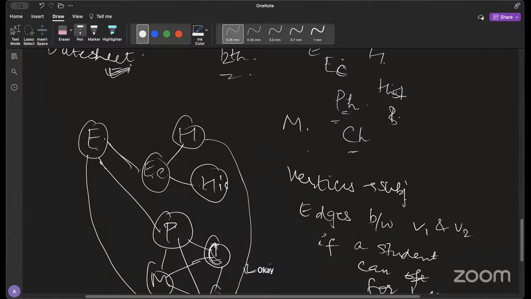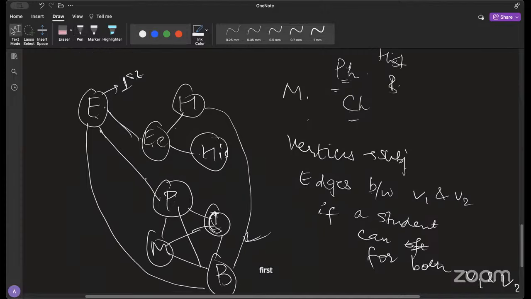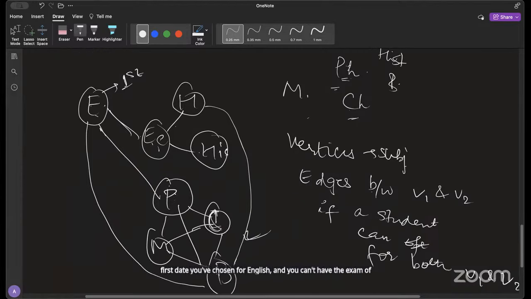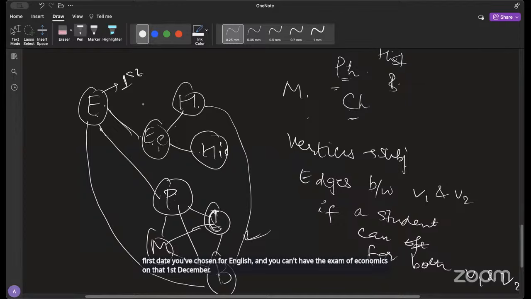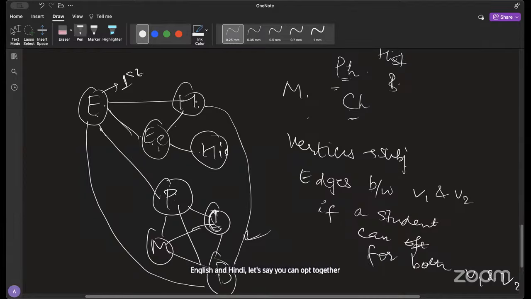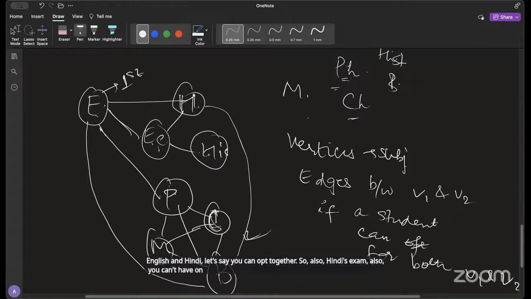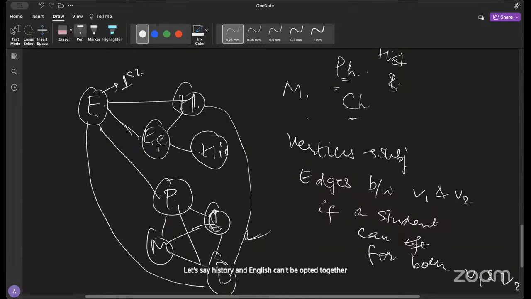Okay. So for English, let's say you've decided the 1st of December, the first date you've chosen for English. Then you can't have the exam of economics on that 1st December. English and Hindi, let's say you can opt together. So Hindi's exam also you can't have on the same day. Let's say history and English can't be opted together. If these two actually have edges, then this should have an edge actually. In this particular example, if these two have an edge, then these two should have an edge, right? But for now, for simplicity, let's just say that this does not have an edge.